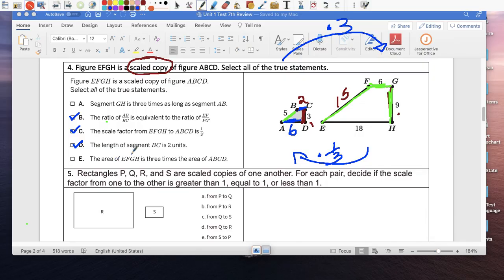The area of EFG is 3 times the area of ABCD. That's not how it works. Okay, remember, that is not how it works because it's the scale factor to the second power times the original area, which is not 3 times. So definitely not true for E.